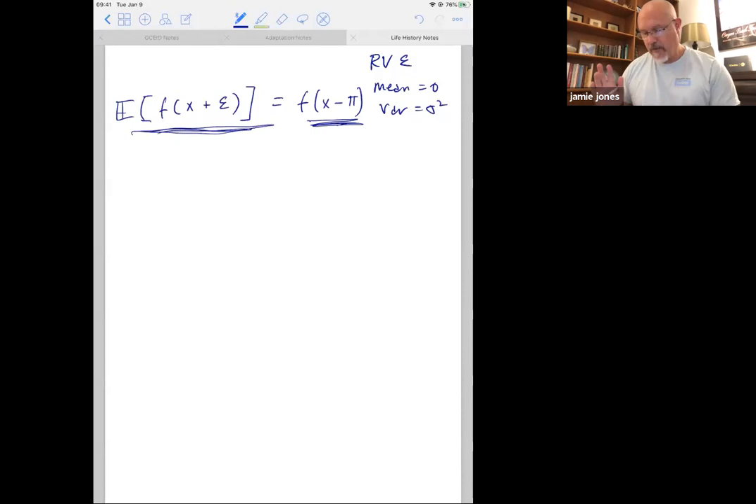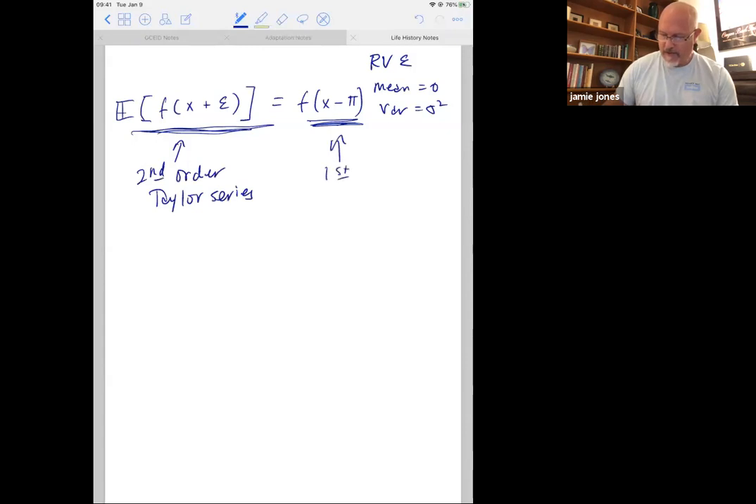Okay, and the way we're going to gain some analytical insight on this is we're going to do another set of Taylor series expansions. And this may seem a little magical, I don't know. On this side, we're going to do a second order Taylor series. And on this side, we're going to do a first order Taylor series. Why is that?